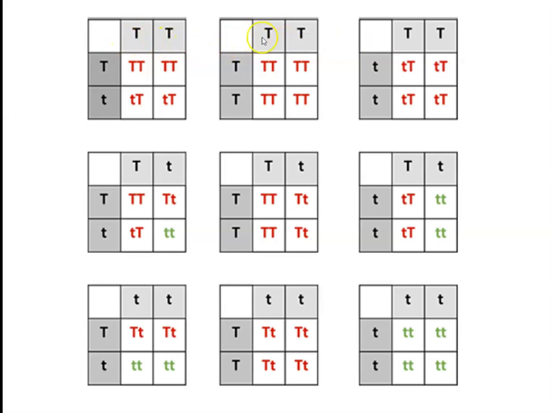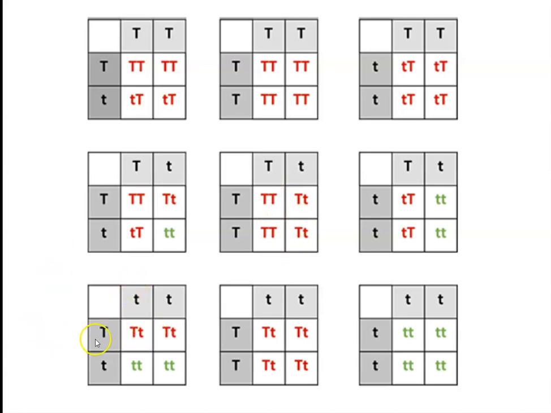So we have, like, homozygous dominant crossed with homozygous dominant is going to give all homozygous dominant. Homozygous recessive crossed with homozygous recessive is going to give all homozygous recessive. If we cross a homozygous dominant with a homozygous recessive, we're going to get all heterozygotes. We could cross a heterozygote with a homozygous dominant, and it doesn't matter if the homozygous dominant is on top or on the side, both of these are going to result in the exact same 50% homozygous dominant and 50% heterozygous.